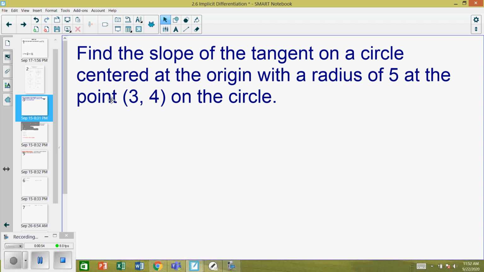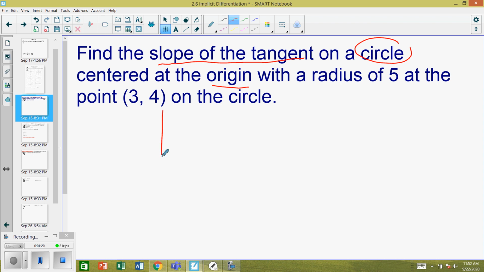So let's start off by thinking about this. All right, this will introduce the idea. It says find the slope of the tangent, which we know what that means. It's just the derivative, on a circle centered at the origin. So we're looking at a circle centered at the origin with a radius of 5 at the point 3, 4 on the circle. So let me draw that out real quick.